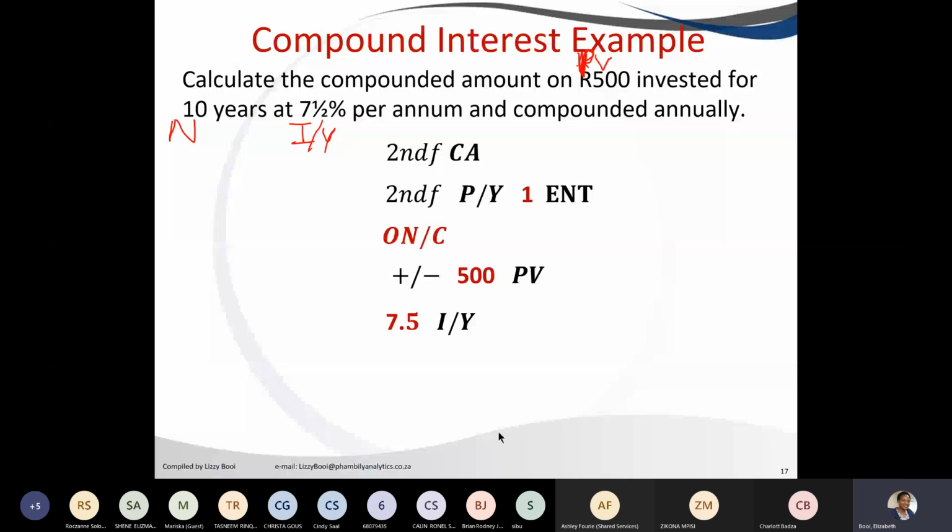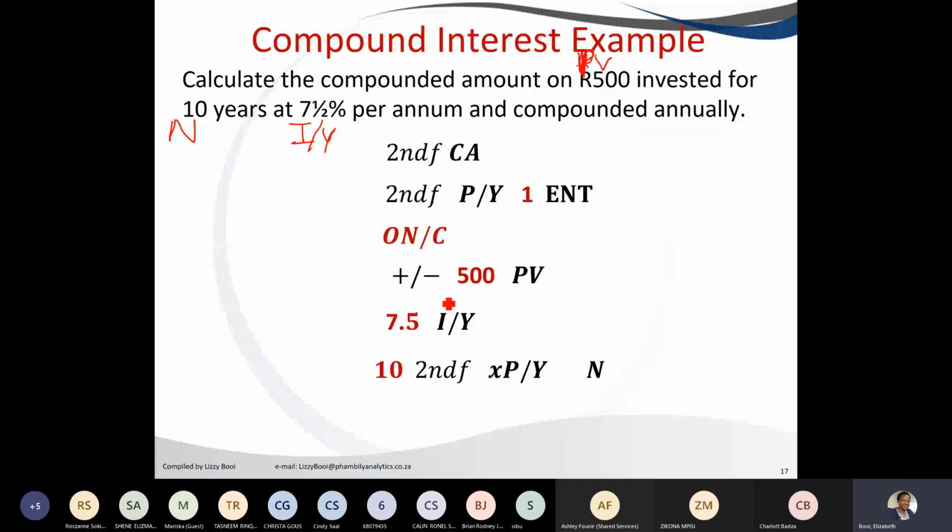Now, I'm going to do this step this way because I just want you to make sure that you're always going to have to multiply by the compounding period. But if the compounding period is 1, you don't even have to do the step. But for the sake of practice, we're going to capture the period, or the 10. We say 10, we press second function.